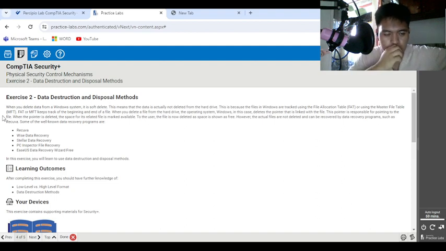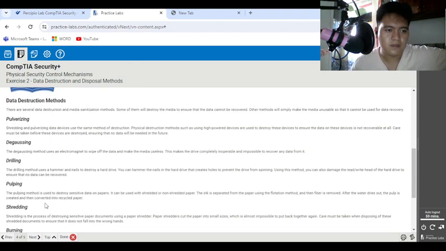Some of the well-known data recovery programs are Recuva, Wise Data Recovery, Stellar Data Recovery, and PC Inspector. As a detection method, extraction and media sanitization are used to store the media to ensure that it cannot be recovered. Pulverizing devices use the same method of destruction, using high-power devices to destroy the device and ensure data cannot be recovered at all.